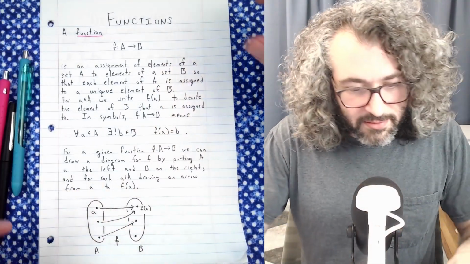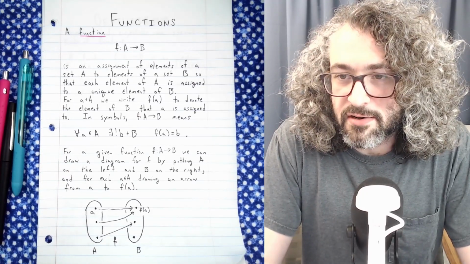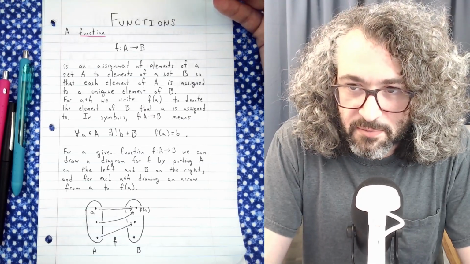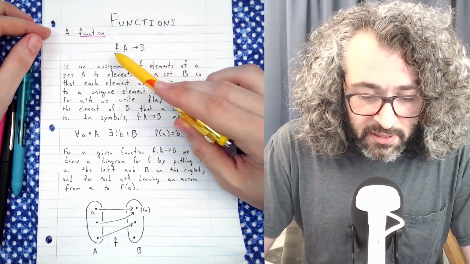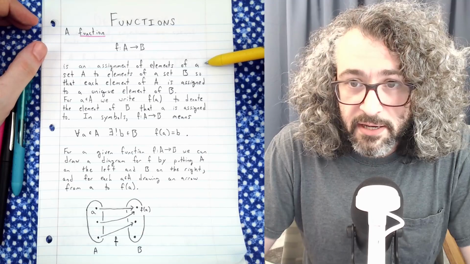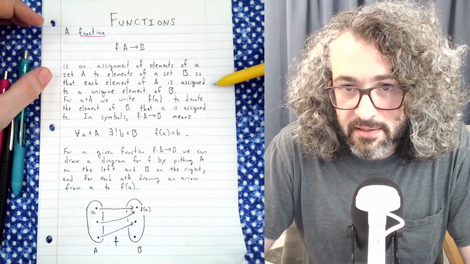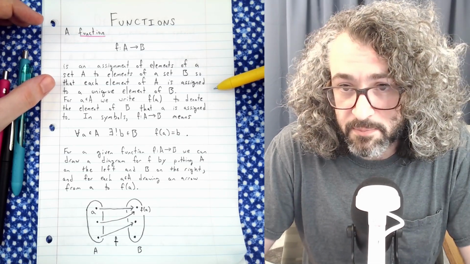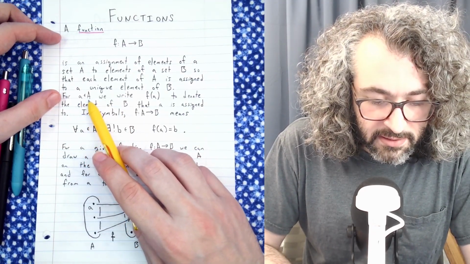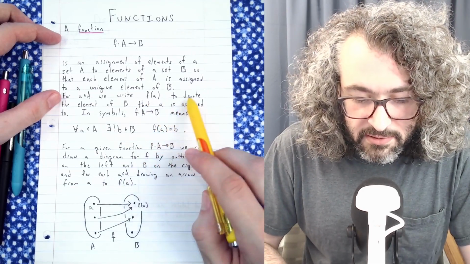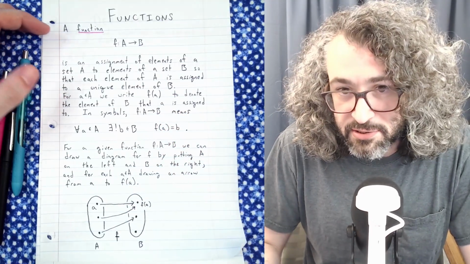Okay, so I mentioned this video is going to be about injections and surjections. Those are special kinds of functions, so I should just start by reminding you a little bit about functions. A function f from A to B is an assignment of elements of a set A to elements of a set B, so that each element of the set A is assigned to a unique element of the set B. And for an element little a in the set A, we write f of a to denote the element of the set B that the element a is assigned to.